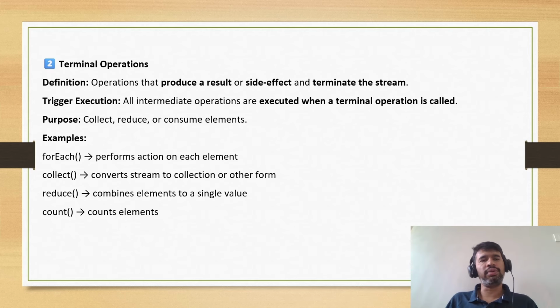So what is a terminal operation? A terminal operation produces the result or a side effect, or it will terminate the stream. All the operations are executed when the terminal operation is called. Collect, reduce, forEach, count: all these are examples of terminal operations. I hope you got it. The terminal operation is when you will see the result. Before you call the terminal operation, intermediate operations will not start executing. So you should remember this clearly.